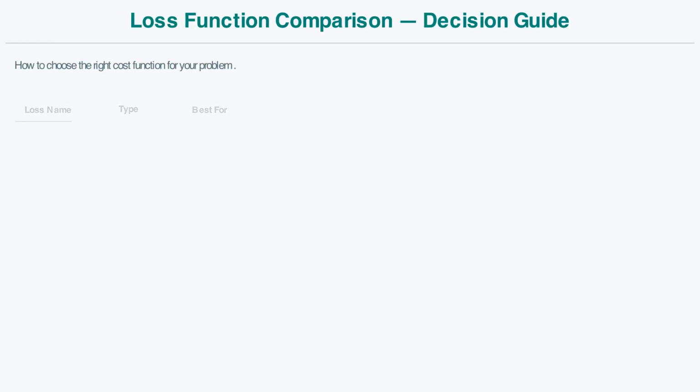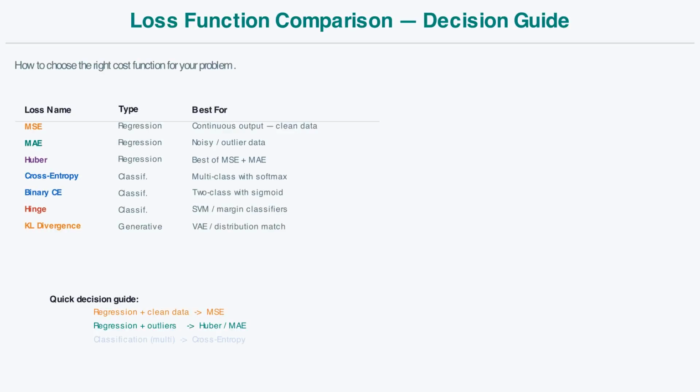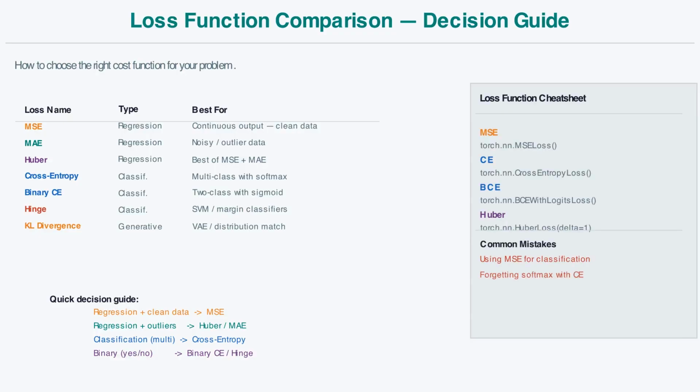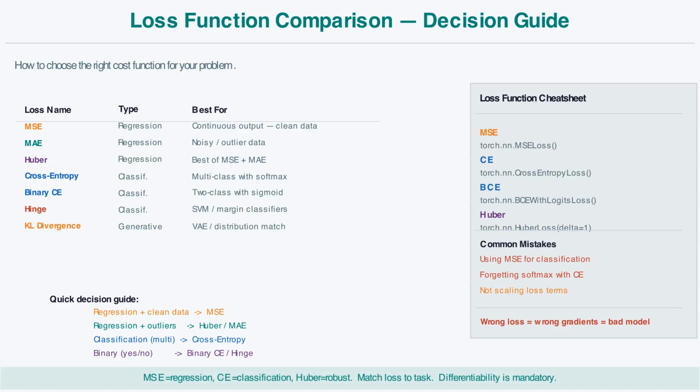Let us compare all the major loss functions side by side to build a clear decision framework. For regression, predicting a continuous number like a price or temperature, mean squared error is the default. It is convex, differentiable, and well-behaved. Use it unless your data has significant outliers. If outliers are present, switch to Huber loss as your first alternative. Pure MAE is available, but its constant gradient makes it harder to train deep networks.